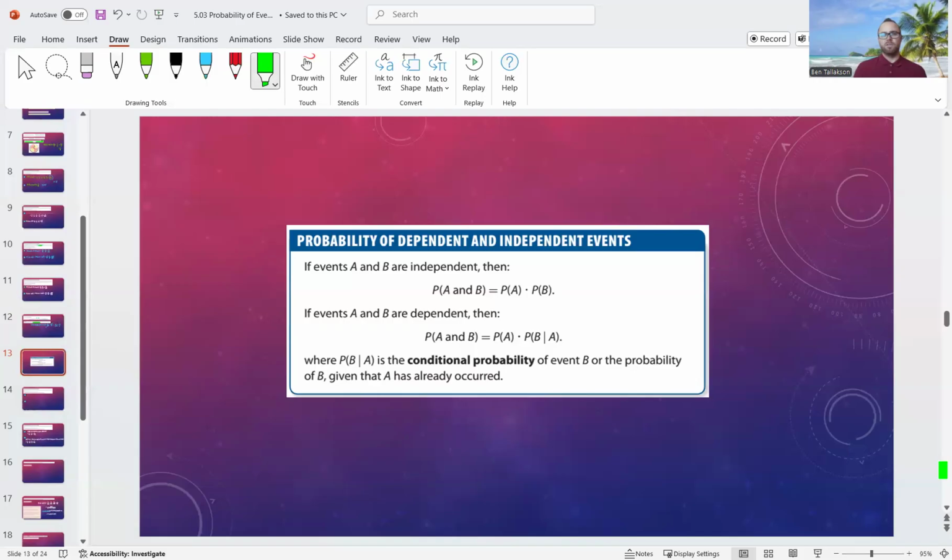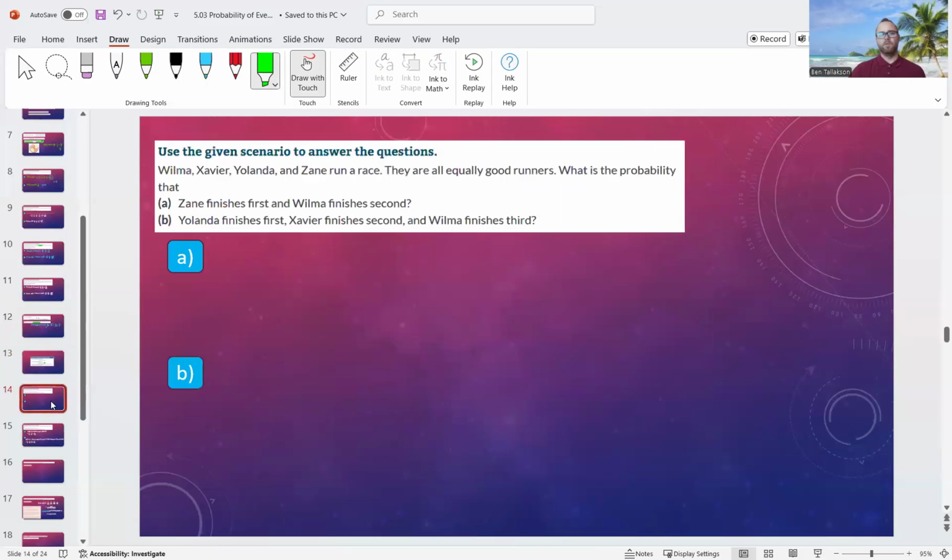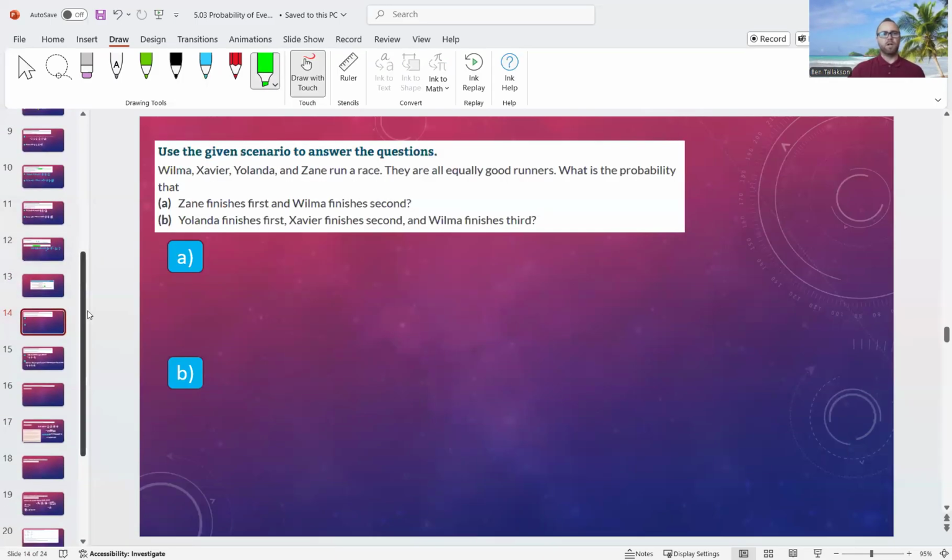Okay? So the probability of B happening given A already happened is the conditional probability of event B, or the probability of event B given that A already occurred. That's what this line means. The probability of B happening given A already happened. That's what that vertical line tells us. And now that we have that information, let's practice some more.